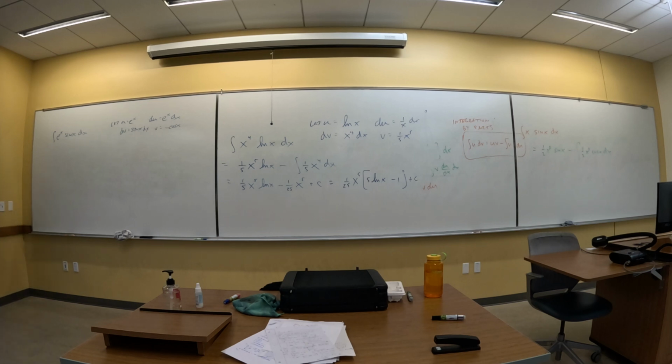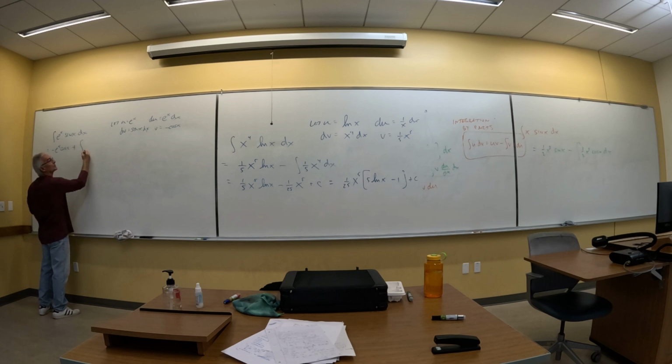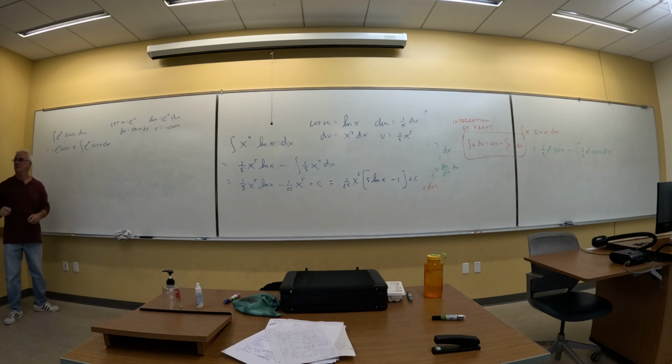Does that look okay? Yes, no, maybe? Okay, it's too quiet. So this is uv minus the integral of v du, so that's going to be plus the integral of e to the x cos x dx. Am I going to have to do this again? Yes or no? Do I know how to do that integral? You guys know the antiderivative of e to the x cos x? I don't. No, I have to do it again because I can't integrate that one.